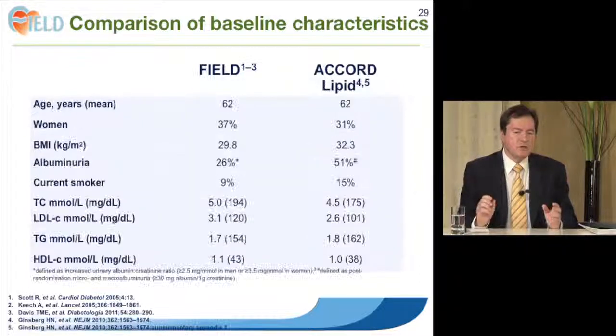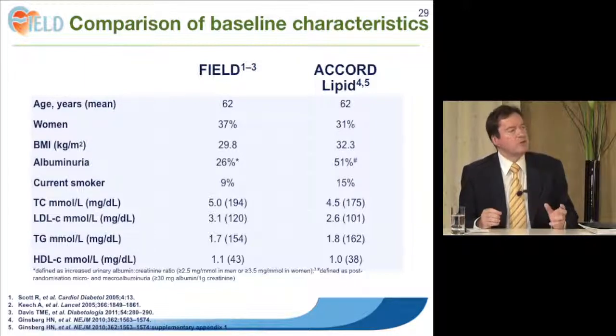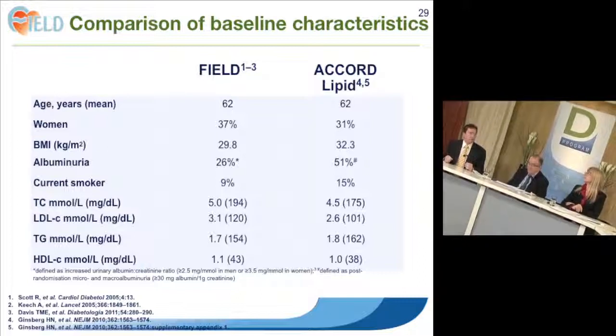You can see also that the numbers of women were similar in terms of proportions, but the rates of albuminuria are really quite different, consistent with the longer duration of diabetes in the ACCORD trial. And in fact, in the ACCORD trial, there was more dyslipidemia, more extreme dyslipidemia than there was in FIELD.